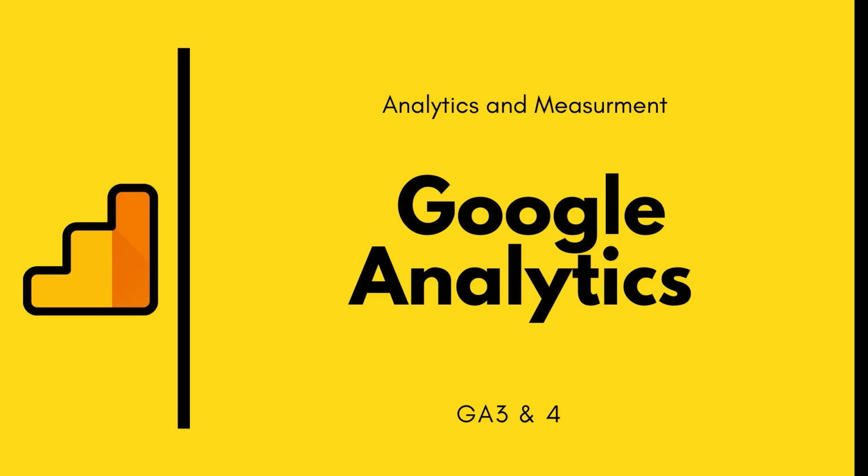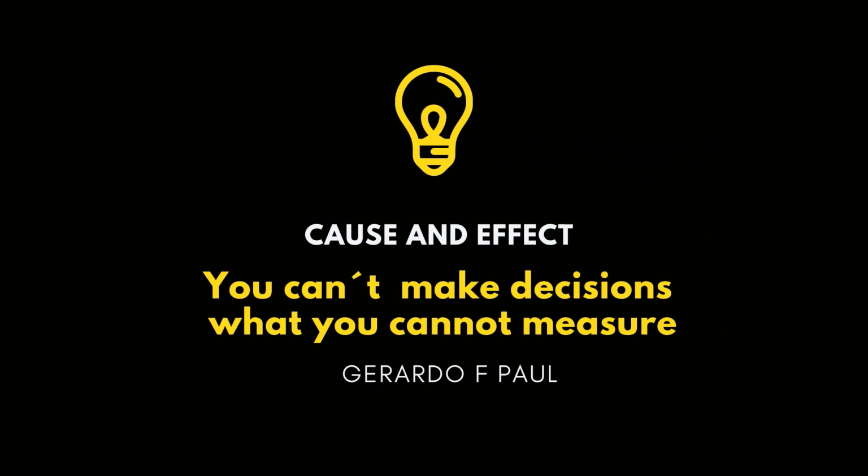Facebook Pixel gives us some information, but it's not enough. It's too short. Using Google Analytics, we can get deeper information about our visitors' behavior, such as scroll events, click events, and more. So just consider it as a cause and effect law. We need to understand our visitors' behavior because we need to make better decisions. You can't make decisions on what you cannot measure.